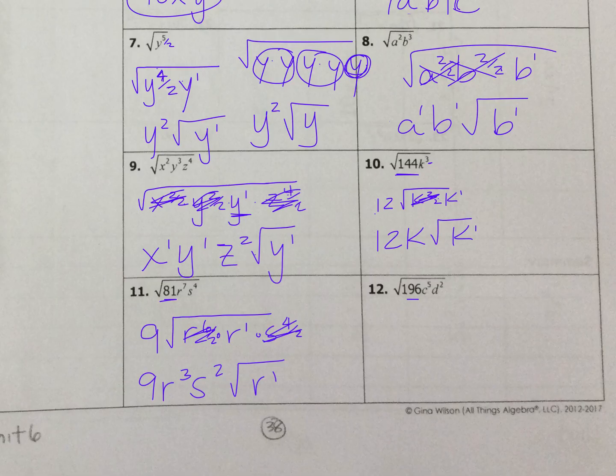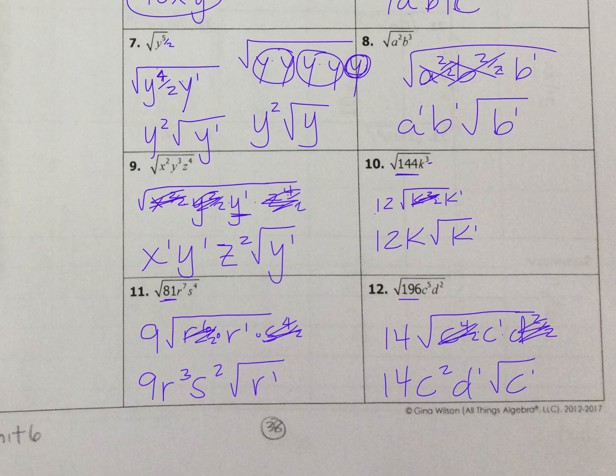196, the square root of that is 14. I'm going to say c to the 4 times c to the 1 because that makes a 5, and then d squared. This guy can divide by 2, that guy can divide by 2. 14, c squared comes out. d to the 1 comes out, c to the 1 stays under.